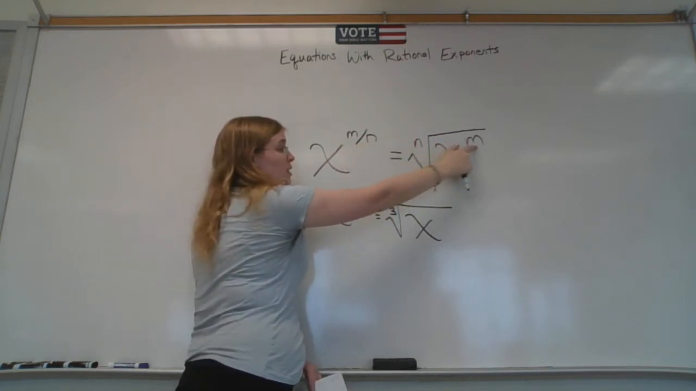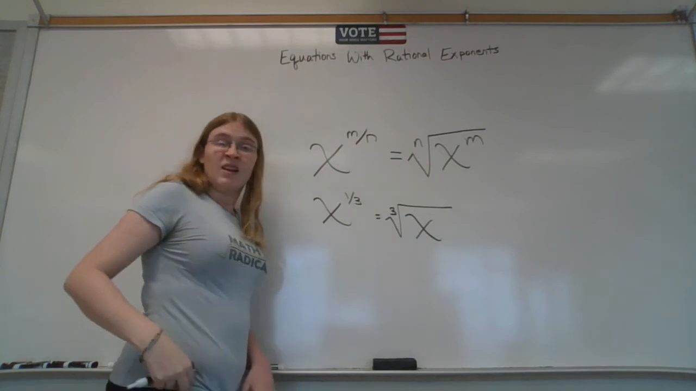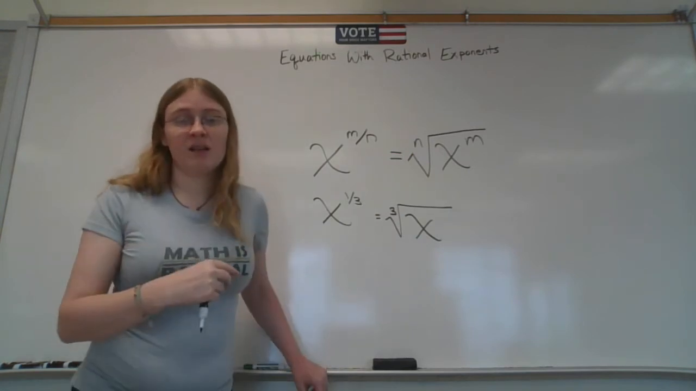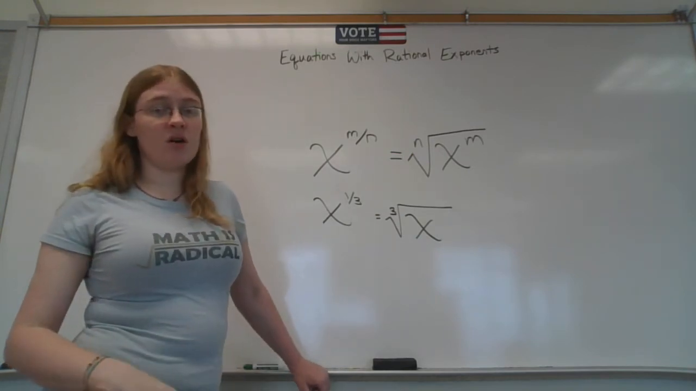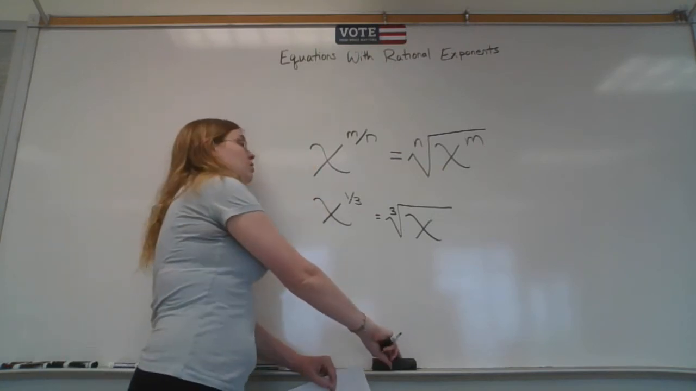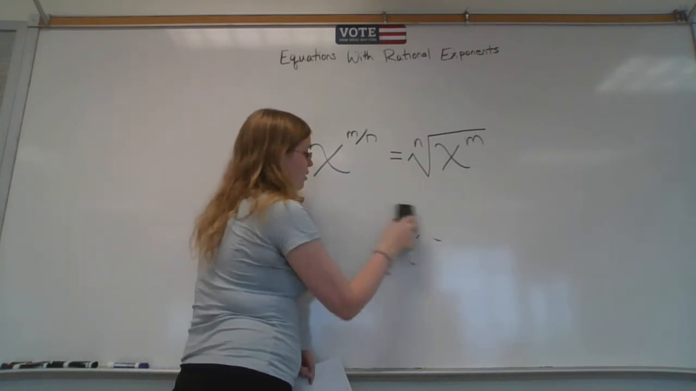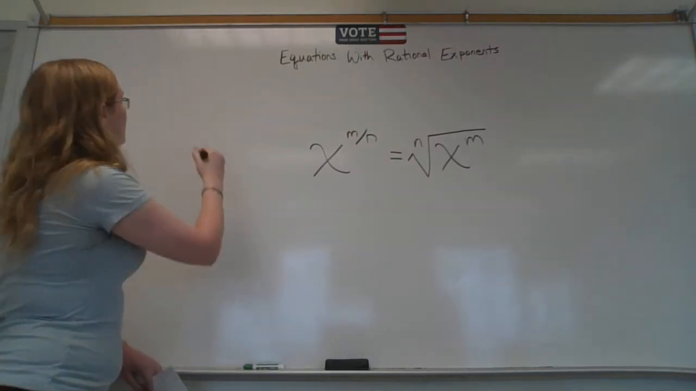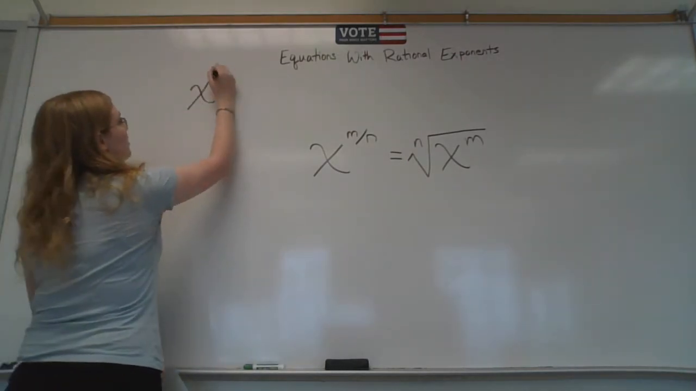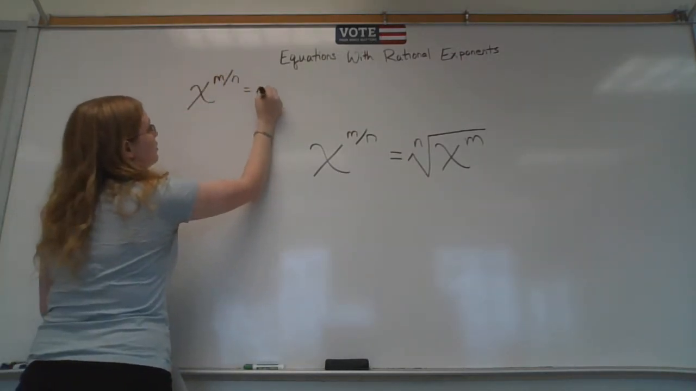So, in general, x to the m over n, you can split up this m and n by putting m on the inside, n on the outside. Now, the reason this is important is that, in my opinion, it makes it easier to solve equations with rational exponents. So I'm going to put this up here off to the side as a reminder.